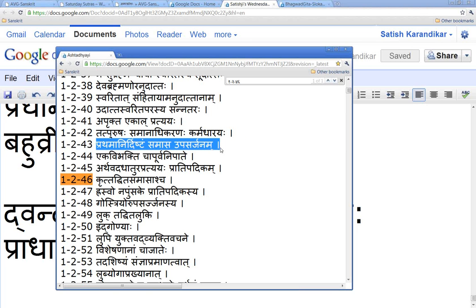This is in 1.2.43, a sanjna sutra: prathama nirdishtam samase upasarjanam. Sandhi has been done, lopa shakalyasya. The padam in the samasa vidhayaka sutram, the sutram which prescribes the compound, that term which is in prathama, that gets the sanjna upasarjanam. Not that particular word.